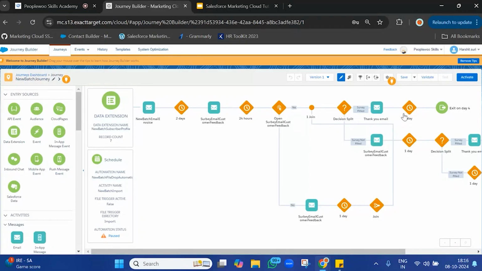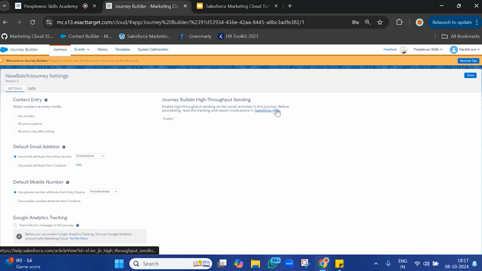Journeys can be created for multiple business use cases. Let's suppose sign up is a business use case where somebody signs up and we have to send them an email confirmation. So a person can only sign up once in their lifetime. He should never enter the journey again. So if you are working on such a journey where only one time entry is allowed and he should never enter again, the contact re-entry mode would be no re-entry.